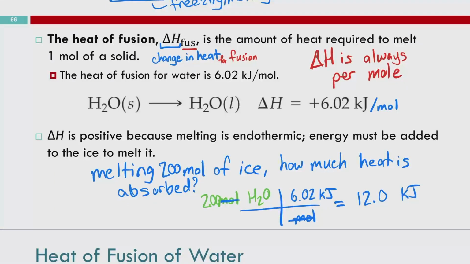Typically, we're not just going to say, here's how many moles you have, how much heat does it take. Oftentimes, there will be a grams to moles conversion, so you'll also have to calculate a molar mass, or maybe if I'm feeling really nice when I make the exam, I'll give you the molar mass.